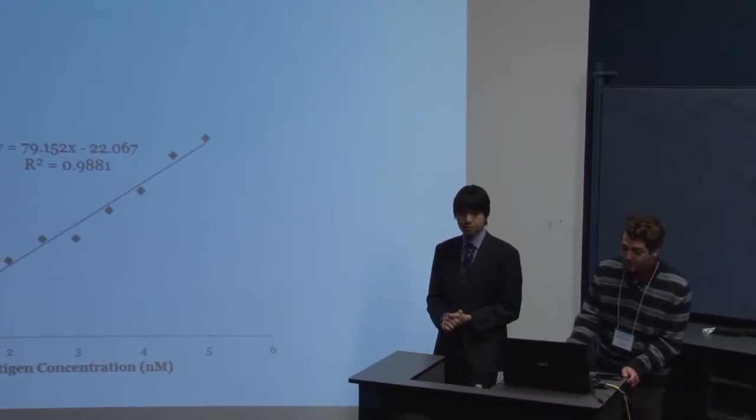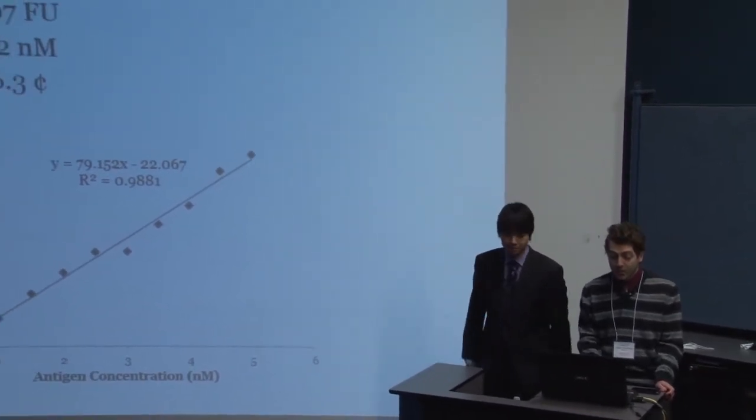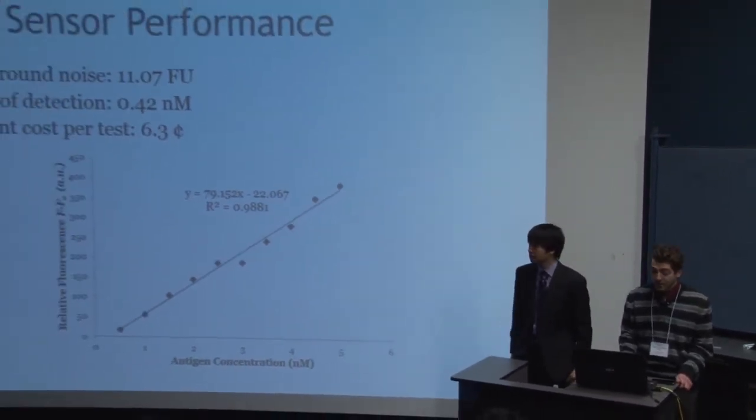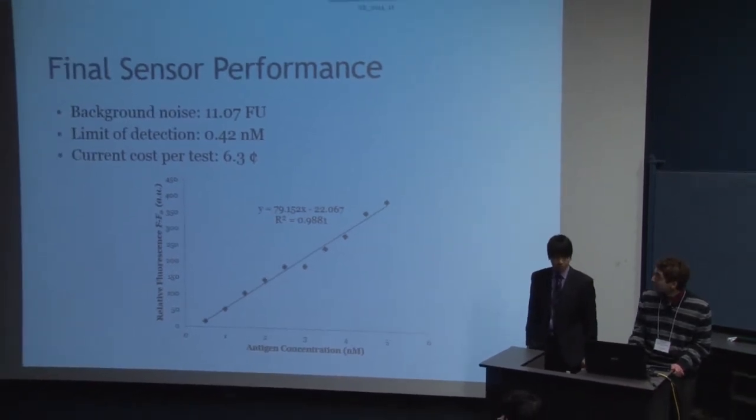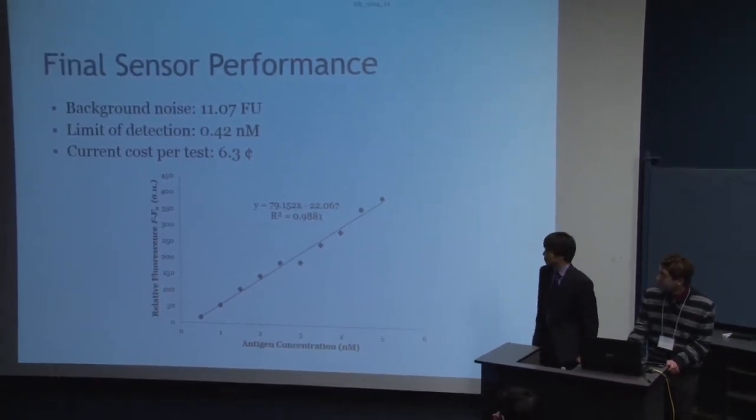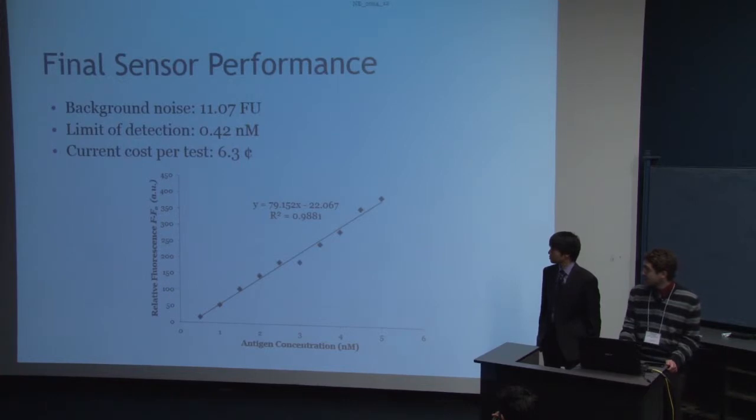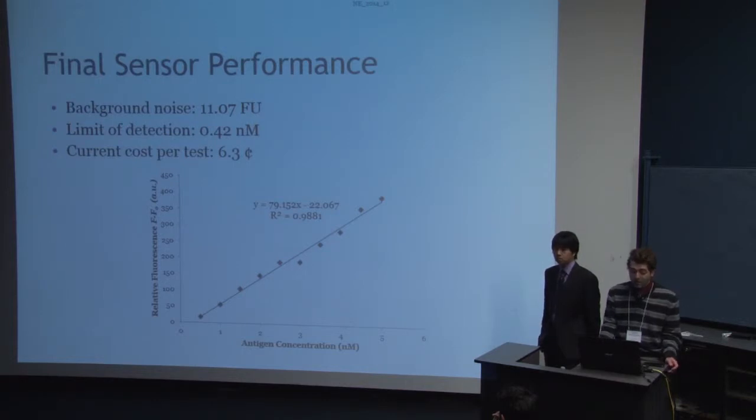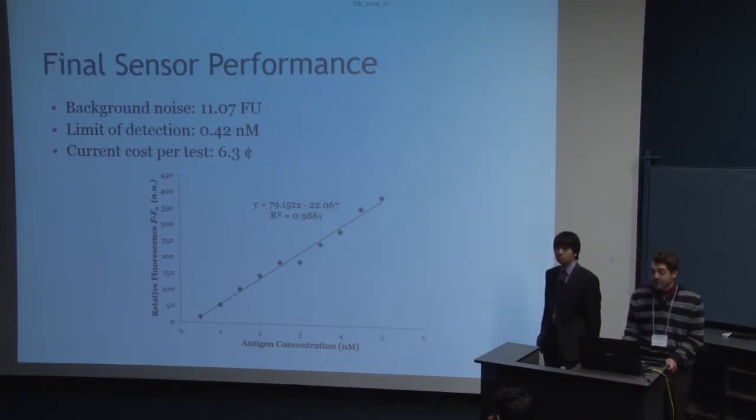So finally, after working out all of the several knots in our procedure, we came up with the following results. These are based on our most recent and promising results. We observed background noise levels of about 11 fluorescence units, a slope of 80 fluorescence units per nanomolar, which results in a limit of detection of 0.42 nanomolar following the regular 3 sigma convention.